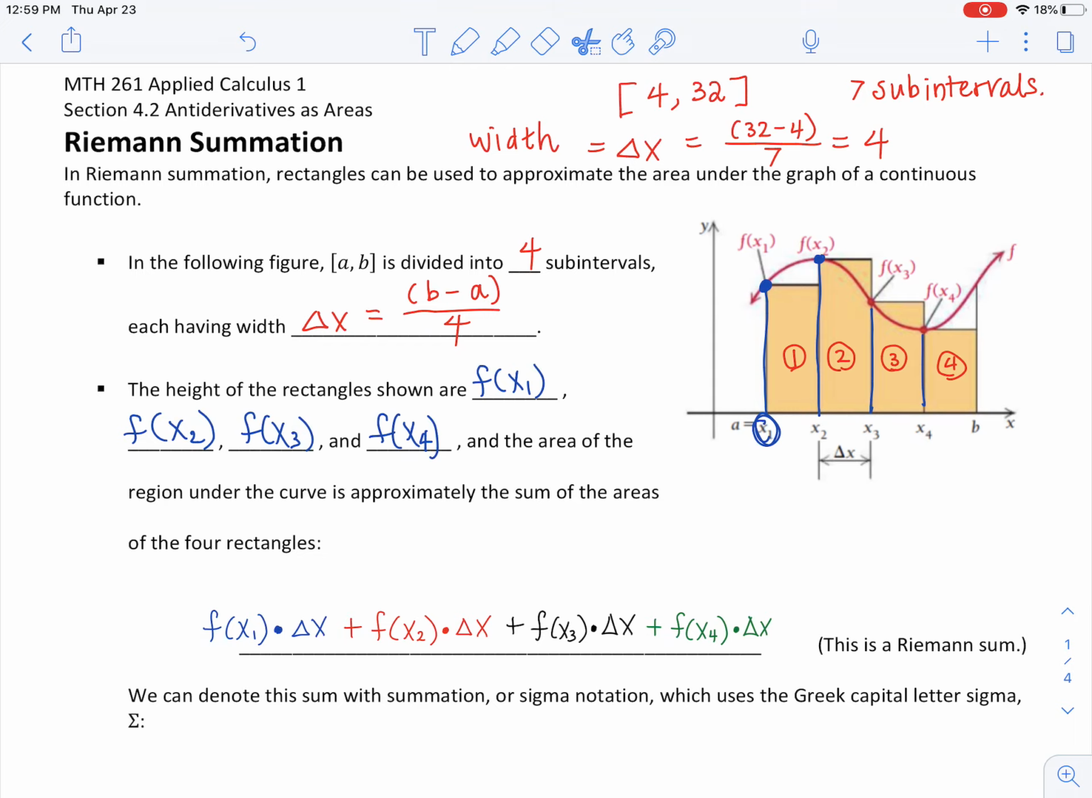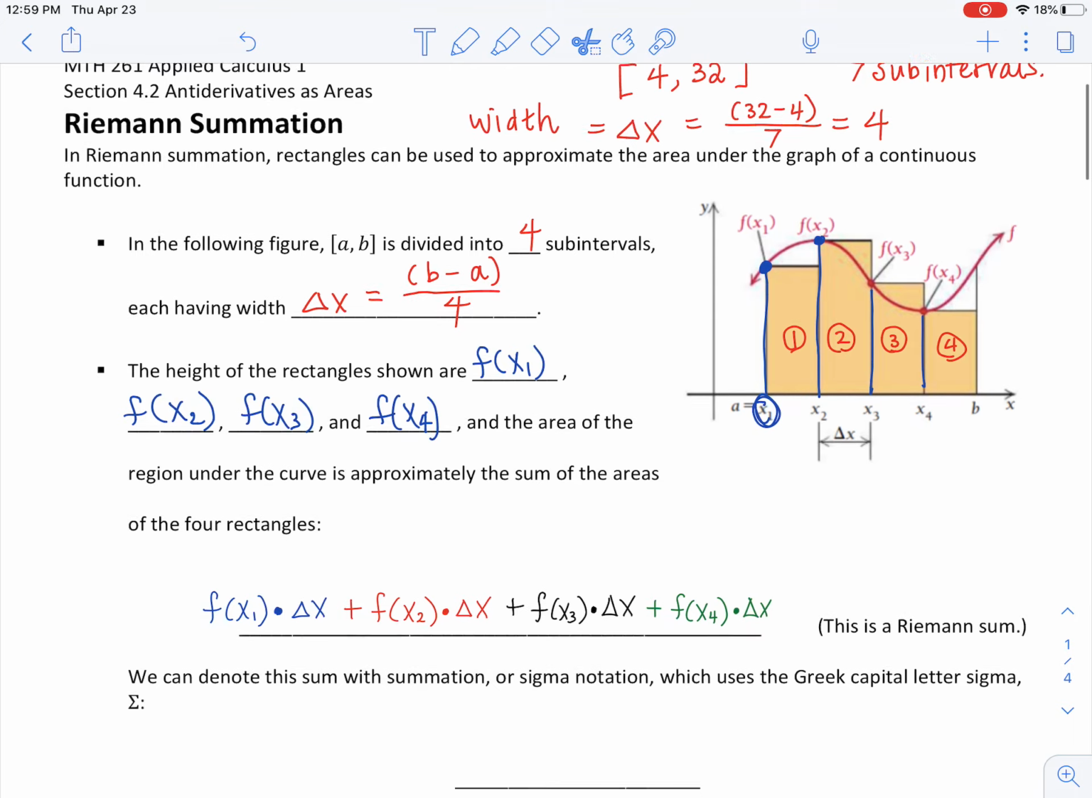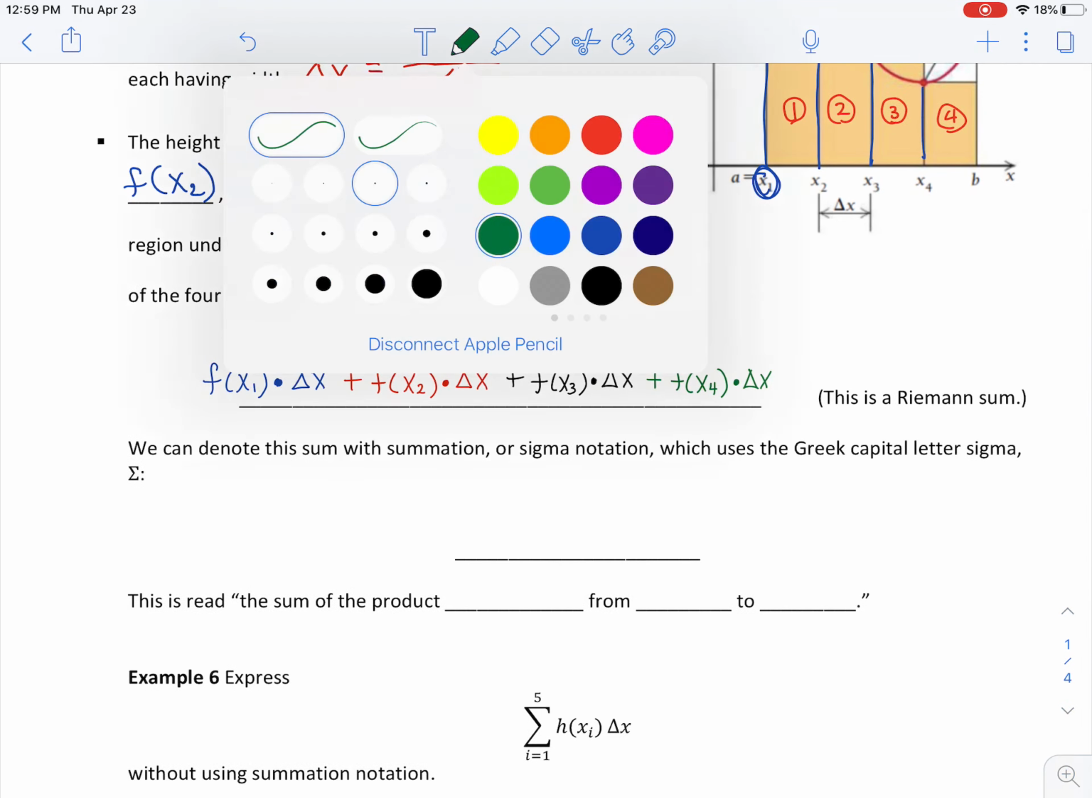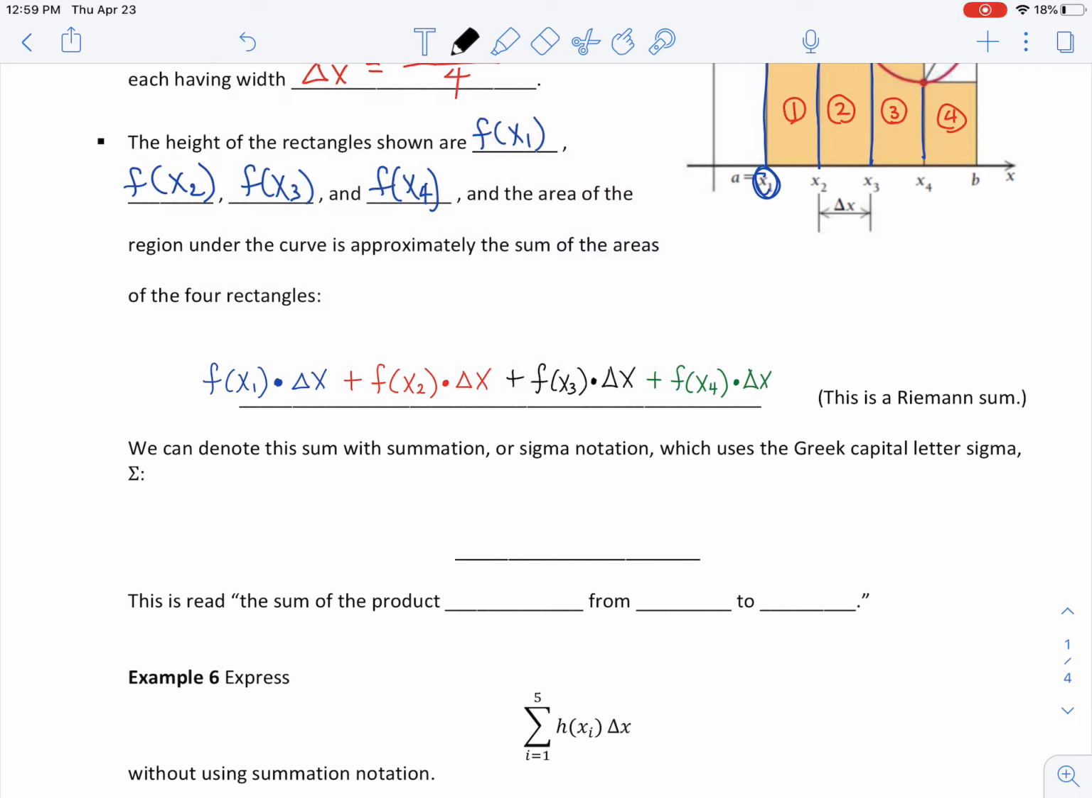Now, if you write it out as a sum of 4 different things, it's long. But what you can do is use summation notation. I know you saw this summation notation before. It's the sigma notation, where we use that Greek capital letter sigma. So let me go ahead and rewrite this using that sigma notation, right? All right, hold on.